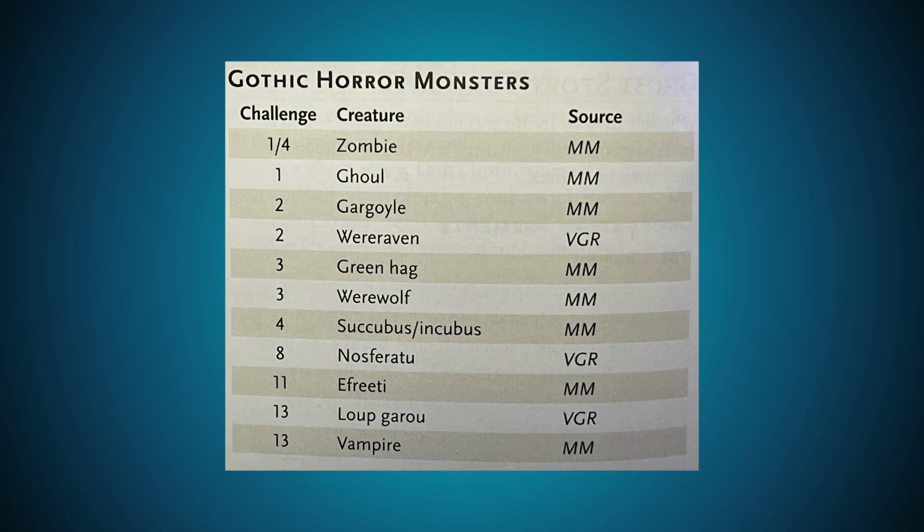Zombie, ghoul, gargoyle, wereraven, green hag, werewolf, succubus, incubus, Nosferatu, Afridi, loup-garou, vampire. These seem pretty classic to me. I am a little surprised there's not kind of more human type monsters in here.